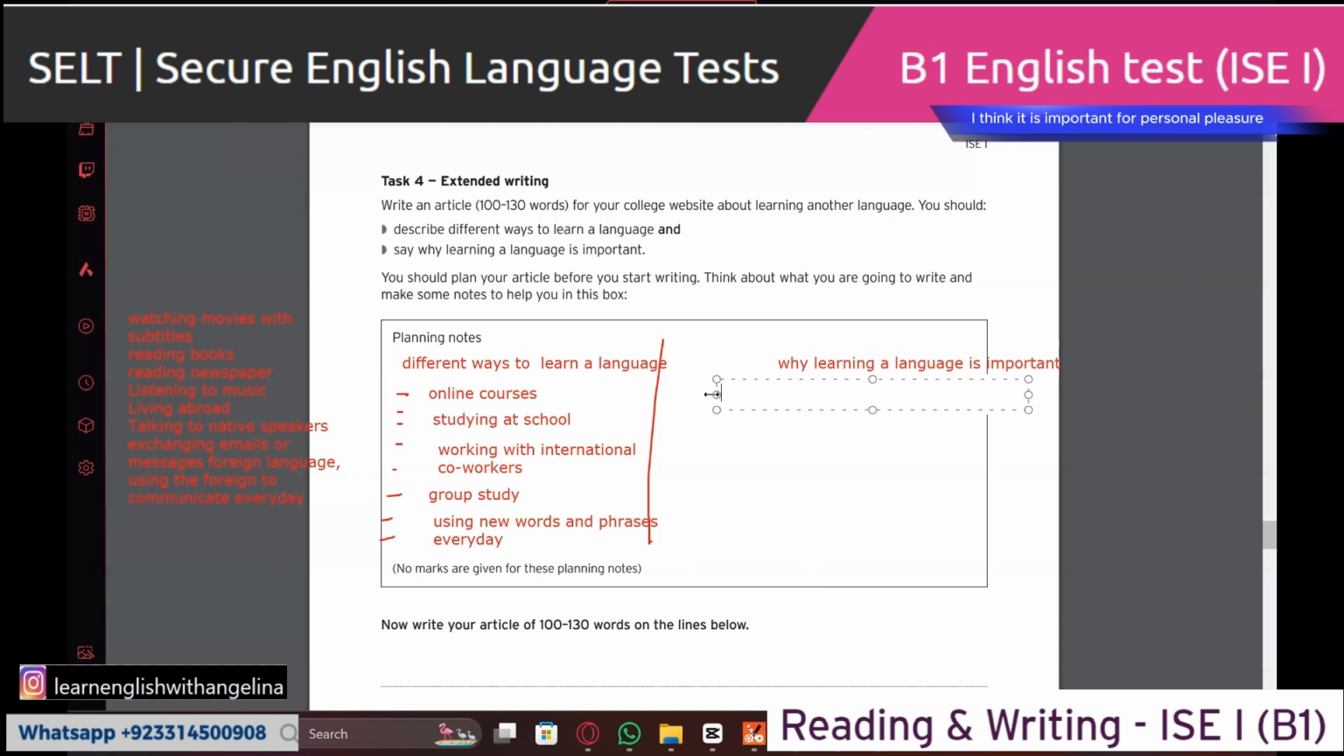I think it is important for personal pleasure and as a hobby. What do you say? It's good for your future. Good for future career, easy to understand. Why is it important to learn a language? Good for future career, to study, and also it is important to study abroad, right?